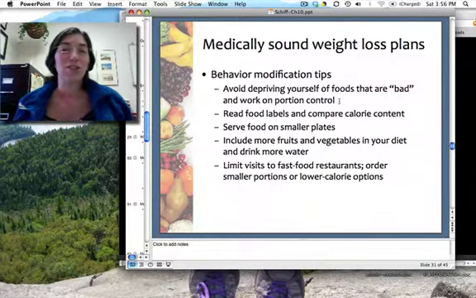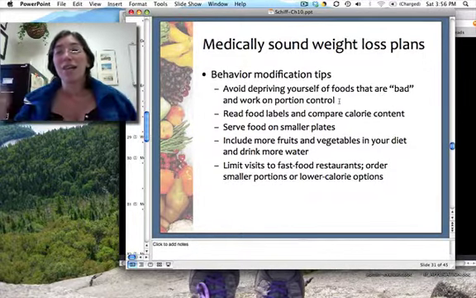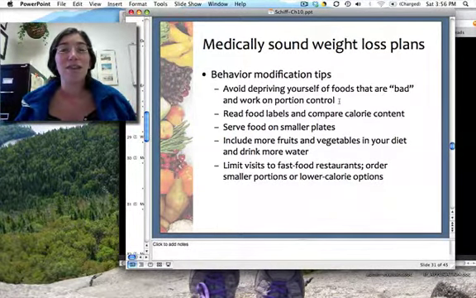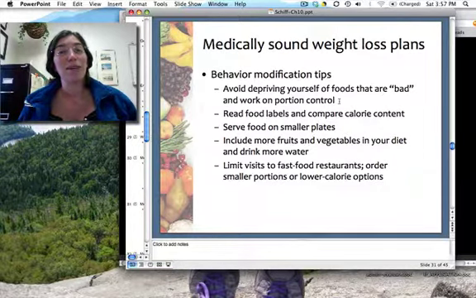Work on your portion control. So it's not like I can't have dessert tonight, but maybe order dessert and share it with 1 or 2 other people, okay?